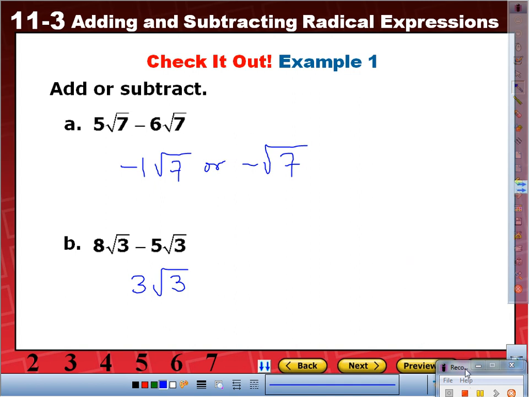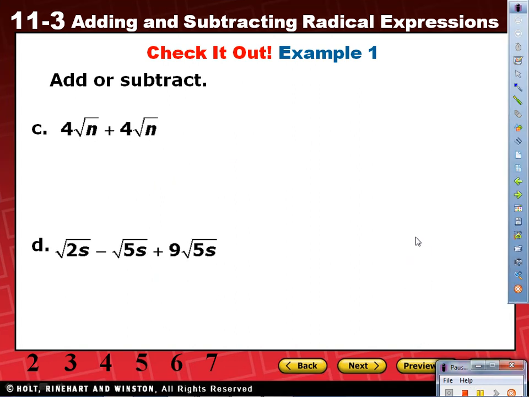Example 2. Copy this. Example 1, lowercase C and D. It's 4 square root n plus 4 square root n. And D is square root 2s minus square root 5s plus 9 square root 5s. Copy those and see if you can do those by yourself. Go.